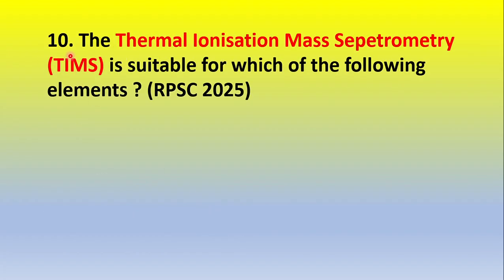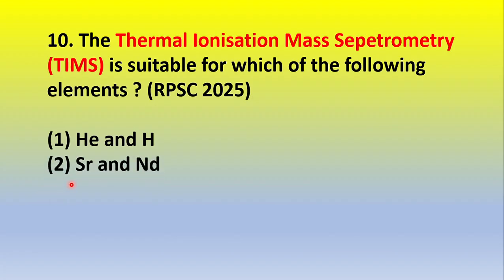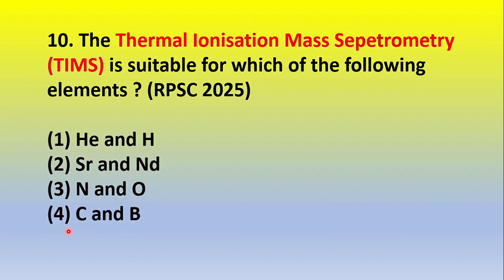Next question: the thermal ionization mass spectrometry is suitable for which one of the following elements? Option A, helium and hydrogen. Option 2, strontium and neodymium. Option 3, nitrogen and oxygen. Option 4, carbon and boron. So see, focus. Hydrogen and helium, nitrogen and oxygen, carbon and boron, all are gases. But strontium and neodymium are not gases. So the correct answer is strontium and neodymium.